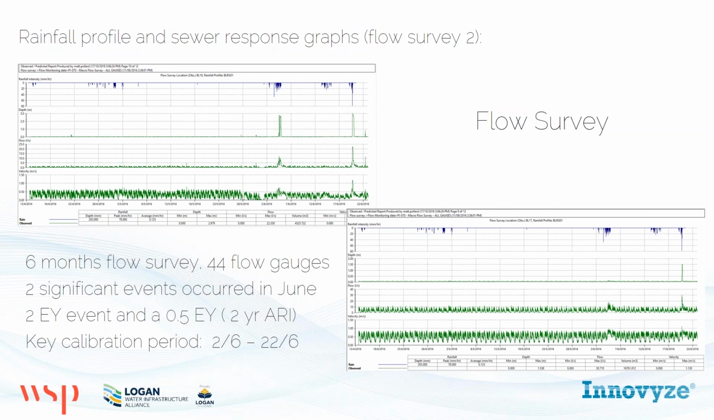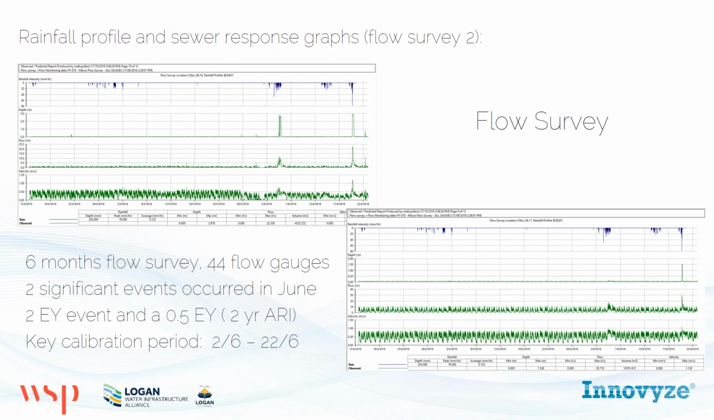And then within a couple of weeks after that, we had another very small event, and then a week or so after that, we had quite a significant event, which was a 0.5 EY or a 2-year ARI event. And that really is a great sewer response and great rainfall events to use for model calibration. So that was a period we focused on for calibrating the majority of the model.